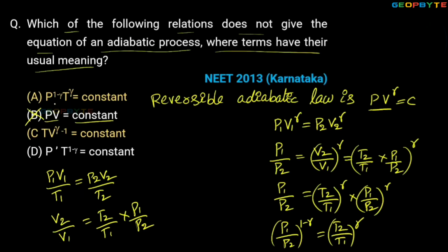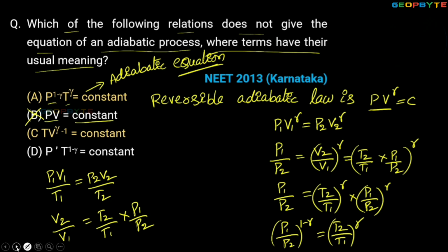Look at option A. P power 1 minus gamma, T power gamma. This is the adiabatic law, the adiabatic equation in terms of pressure and temperature. Similarly, let us decide the relation between temperature and volume.